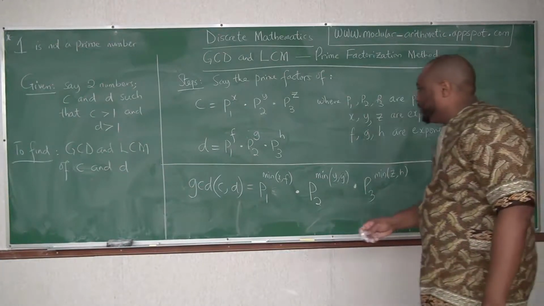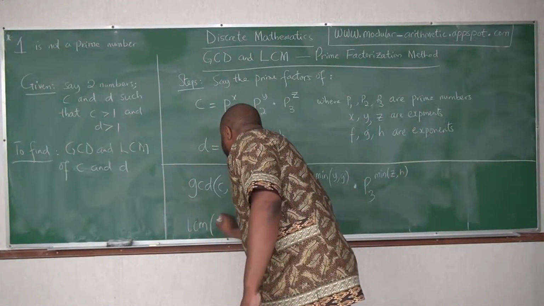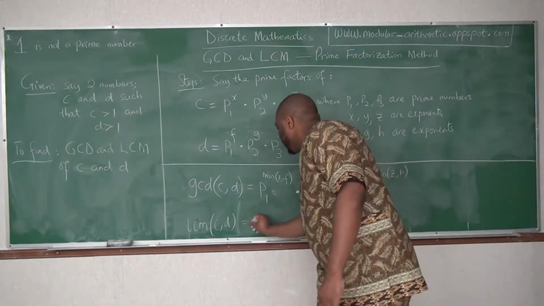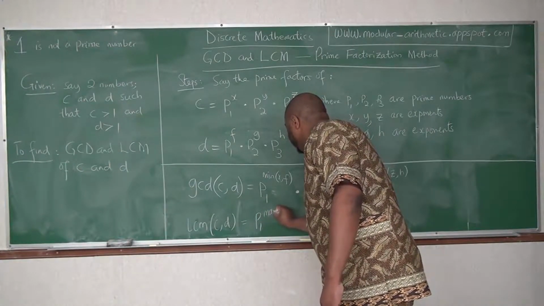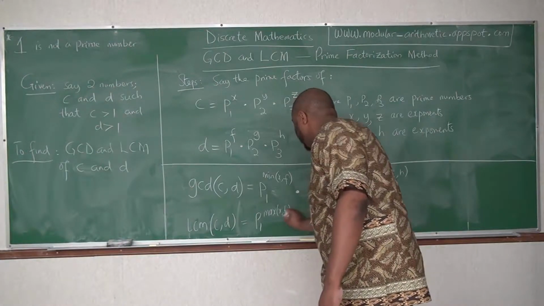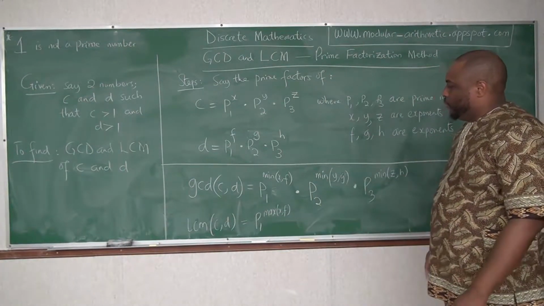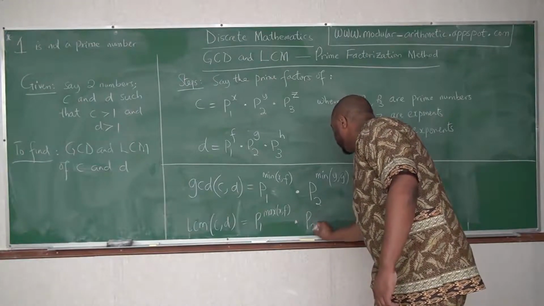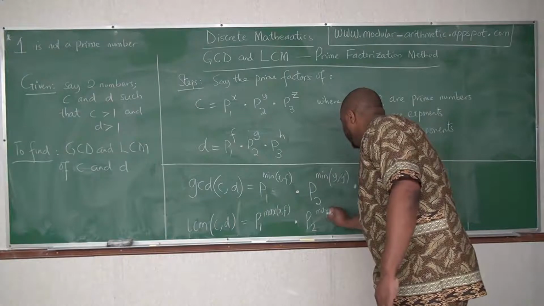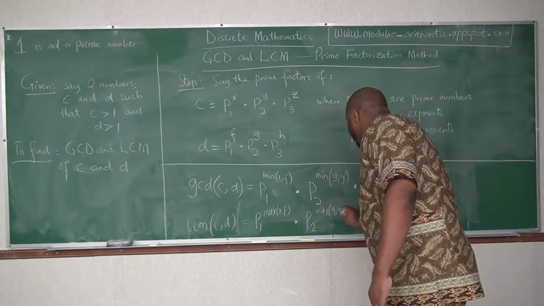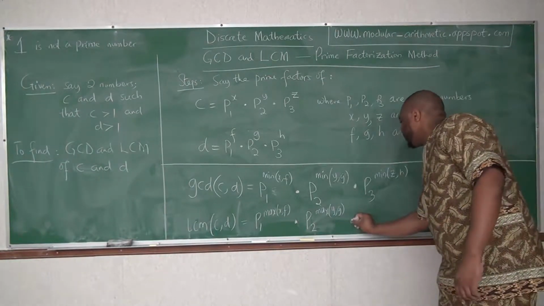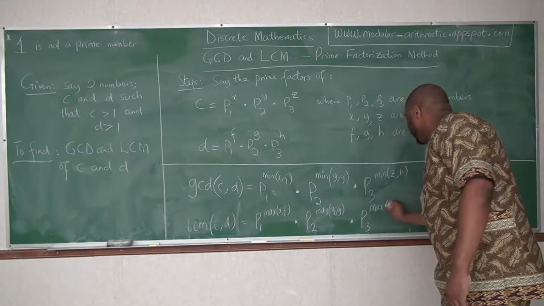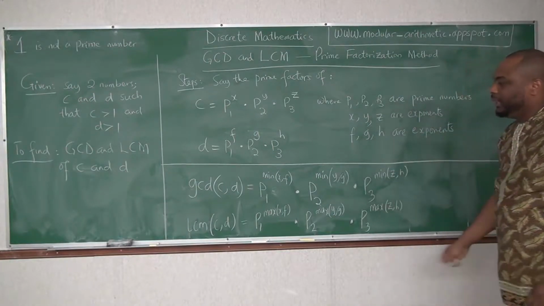Now the LCM of C and D. LCM of C and D is P1 raised to exponent maximum number of X and F, times P2 raised to exponent maximum number of Y and G, then times P3 raised to exponent maximum number of Z and H. That's the LCM.